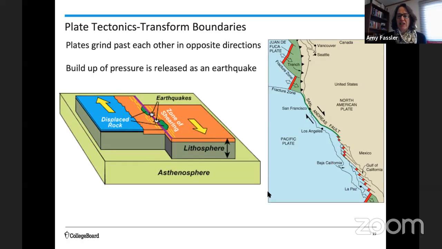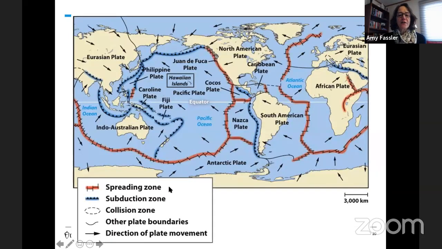This is where we have plates grinding past one another in opposite directions, like we see on the coast of California, where I have the North American plate moving one direction and the Pacific plate moving in the opposite direction. And that creates friction that over time will be released as an earthquake. So earthquakes are very common because of that buildup of pressure. This is sort of that overview then of all of our planet broken down into its different tectonic plate boundaries.